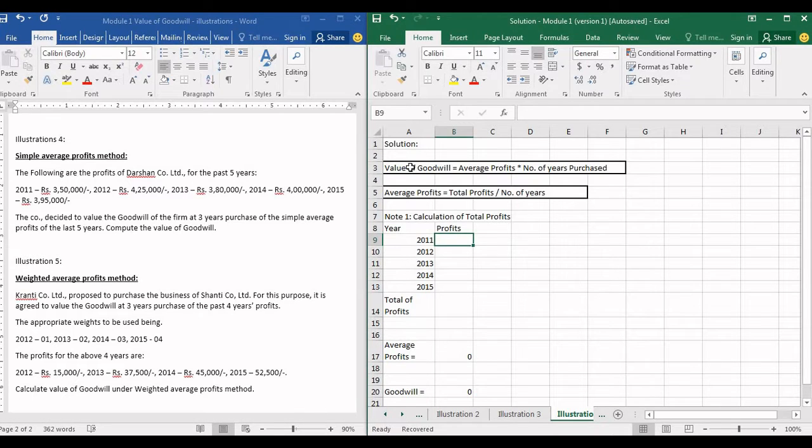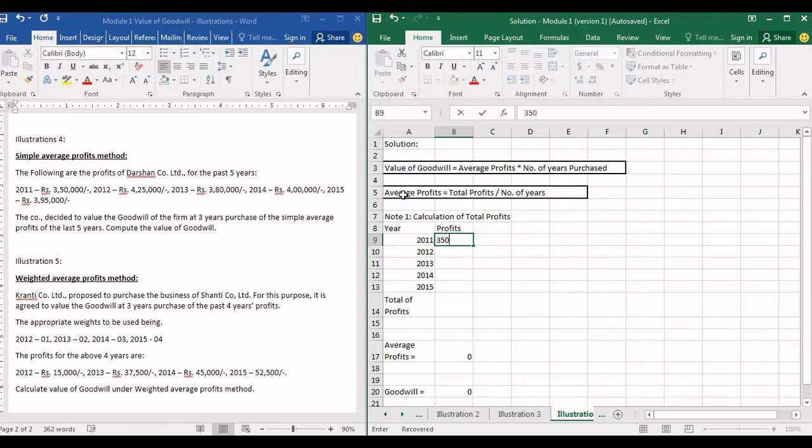See, I have put the formulas here. Value of goodwill is equal to average profits into number of years purchased, and the formula for average profits is total profits divided by number of years. We know the number of years. There are 5 years in total. We have profits of 5 years. We are supposed to find out the total profit. So let us find out the total profit.